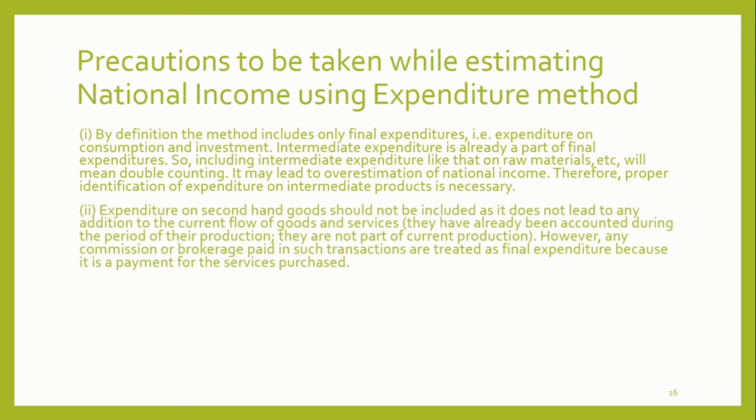Expenditure on second-hand goods should not be included as it does not lead to any addition to the current flow of goods and services. They have already been accounted during the period of their production. They are not part of current production. However, any commission or brokerage paid in such transactions is treated as final expenditure because it is a payment for the services purchased.